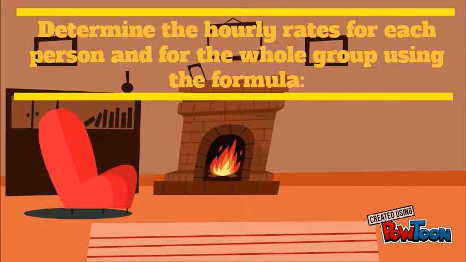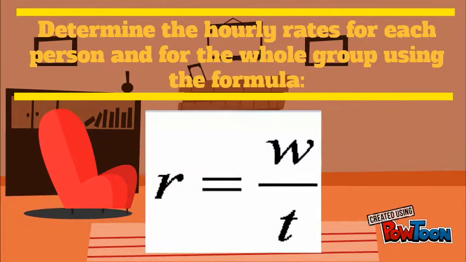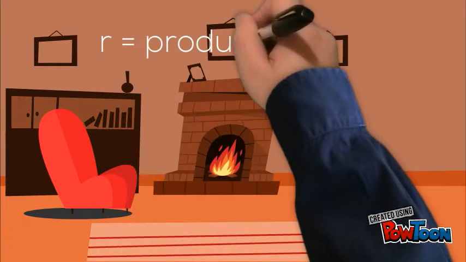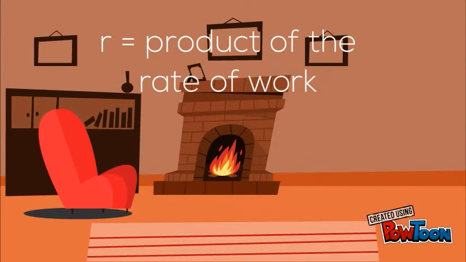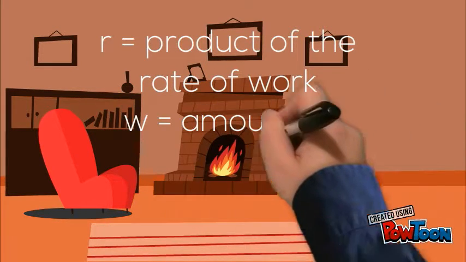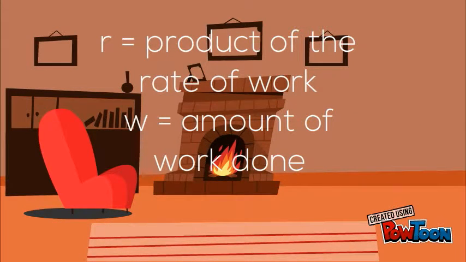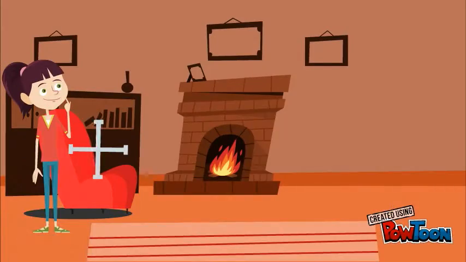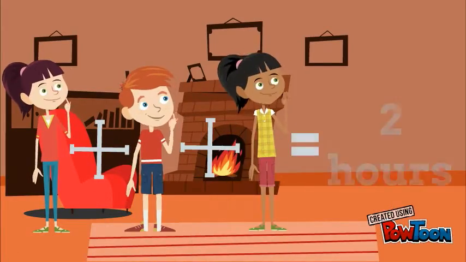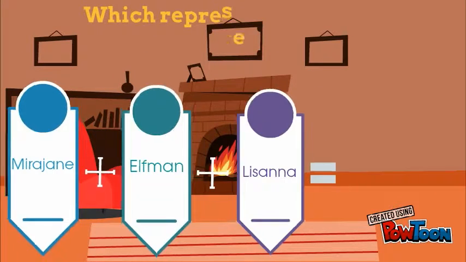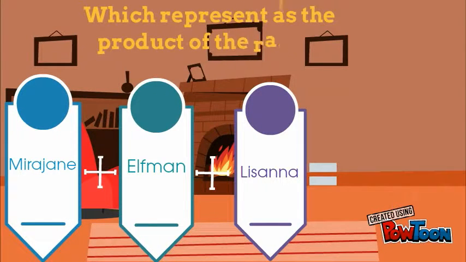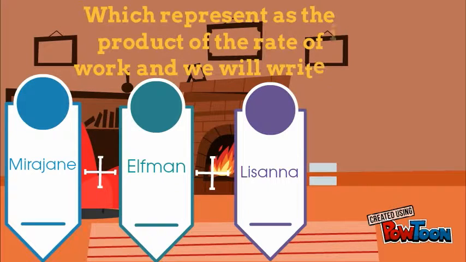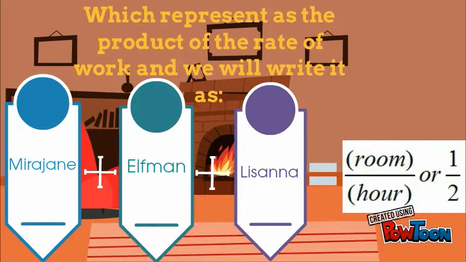Determine the hourly rates for each person and for the whole group. Using the formula, R is equal to W over T, where R is the rate of work, W is the amount of the work done, and T is the time spent working. They can paint the room in 2 hours, and we will write it as room over R, or 1 over 2.